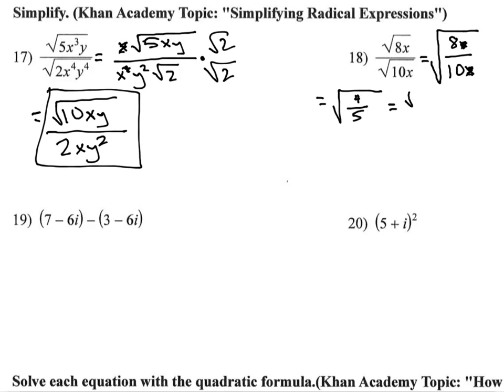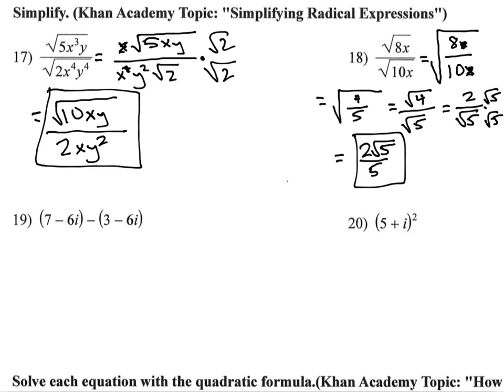And then I'm going to rewrite it as under separate radicals. Square root of 4 is 2 over square root of 5. Now we're going to rationalize, multiply top and bottom by square root of 5. And we're left with 2 radical 5 over 5. Nice and easy.